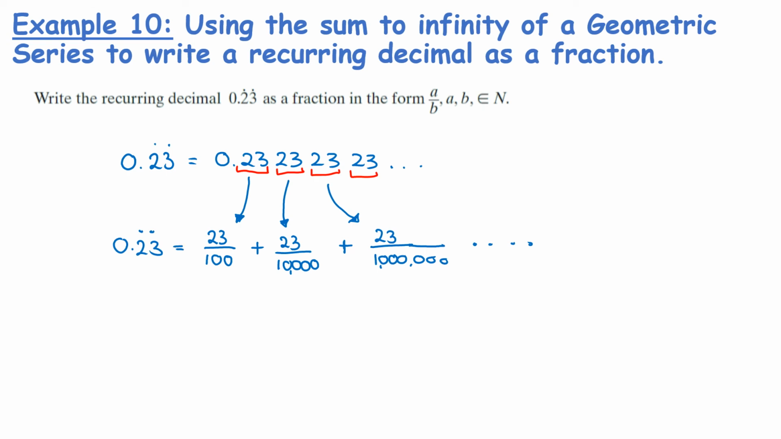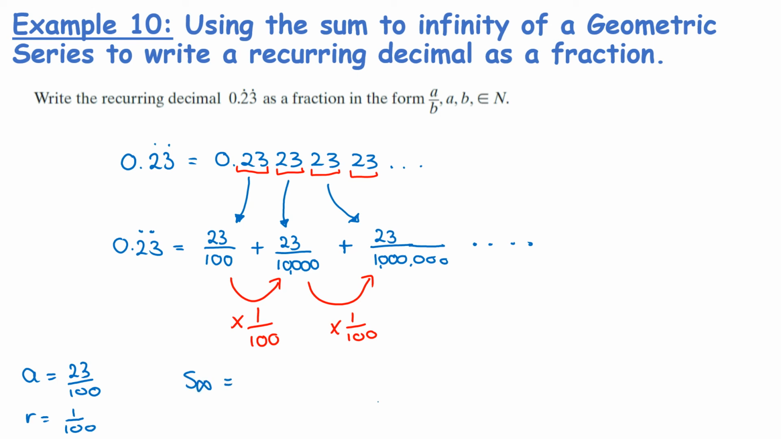So what we have here is actually a geometric series. So here, what am I multiplying each term by to get to the next? It's making it smaller, multiplying by 1 over 100. So I have a series where a is equal to 23 over 100 and r is 1 over 100. And we're going to use S infinity to help us. So we have a all over 1 minus r, and when you put that into your calculator, you'll have your answer, and it works out as 23 over 99.